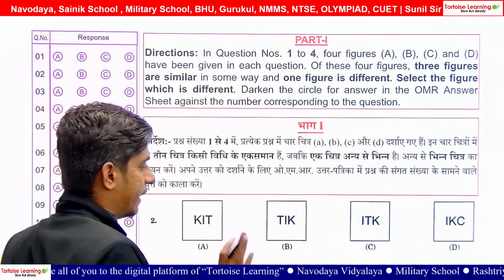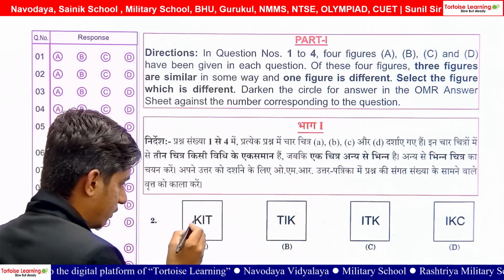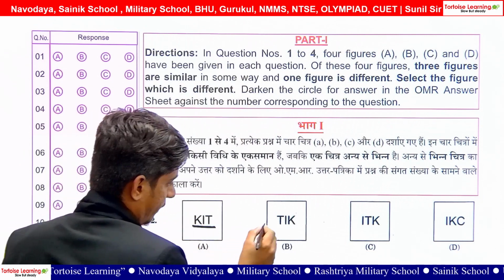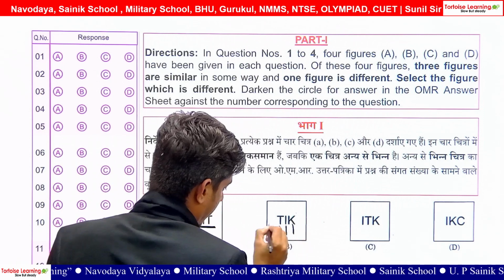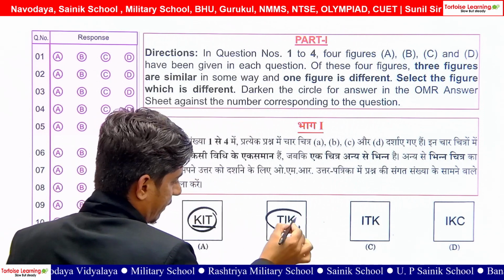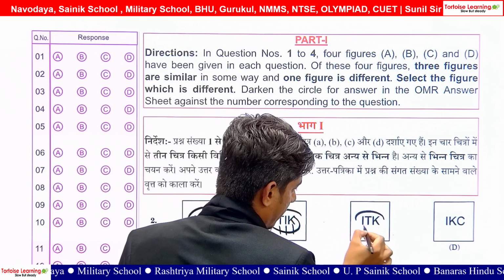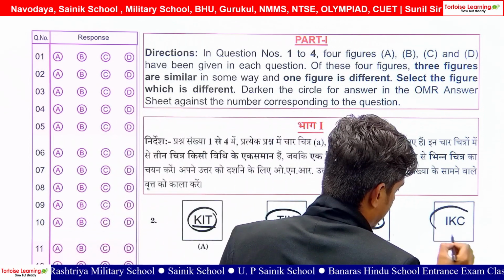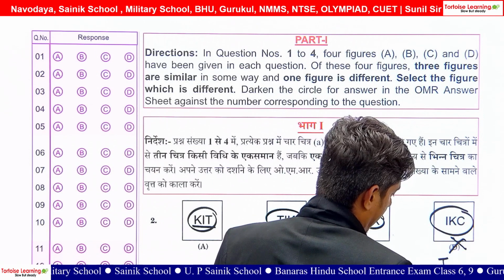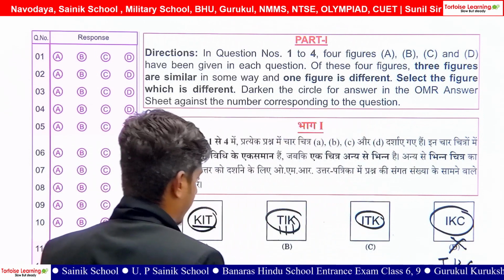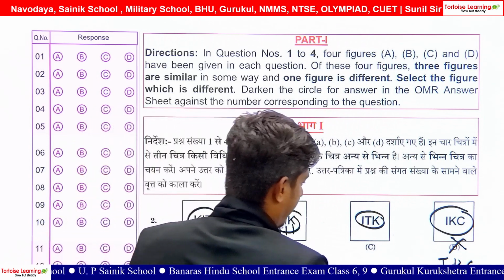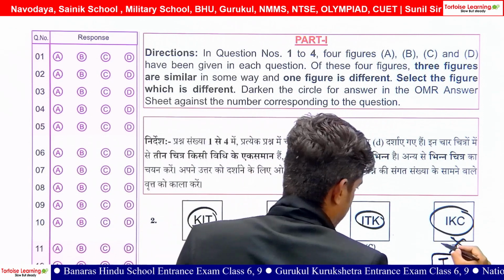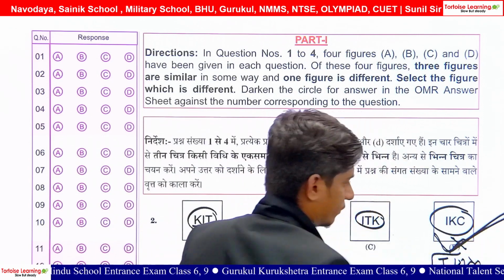Okay, so after that, the second question. The instruction is the same. Now we have to read this spelling or these characters. This is KIT, this is also KIT, this is KIT, this is also ITK, but they have the same characters or letters. But if you look at this, this is not the same because this is IKC. So I and K are the same, but C is not the same. So the D option will be the correct answer.